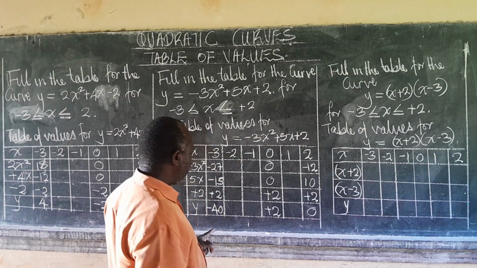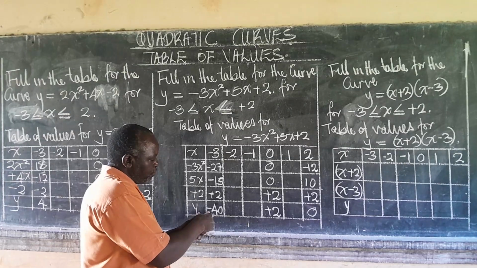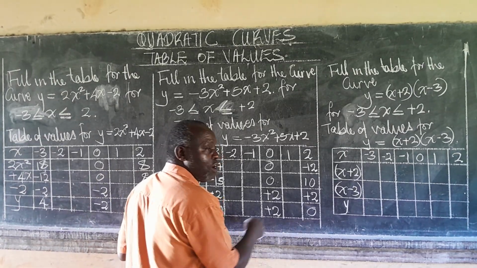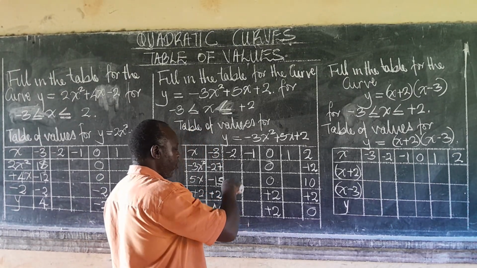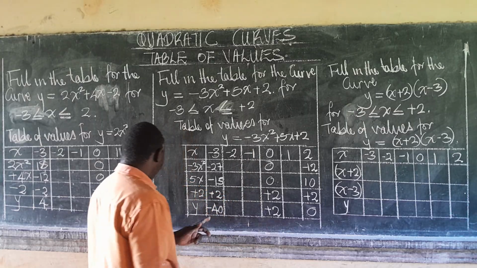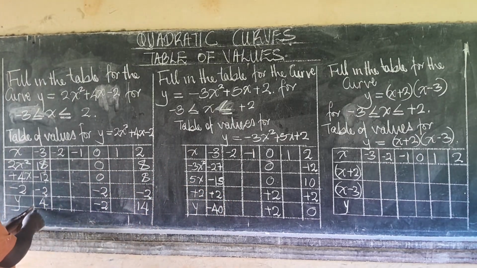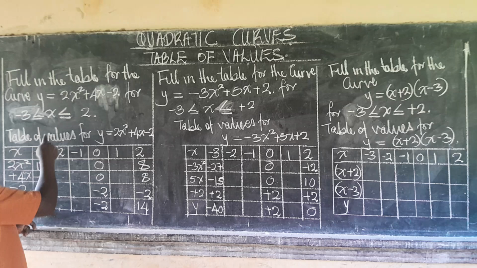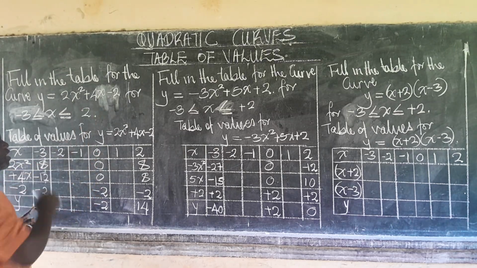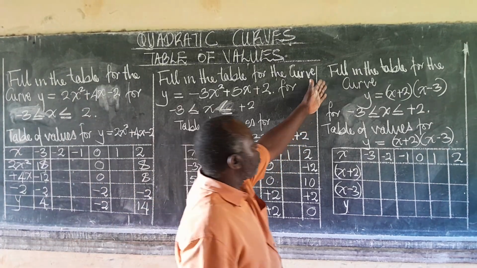What does this mean? This means that it is negative 40 and then 0. How is it moving? It is moving like this. When you go back here, it is 4 and 14. How is it moving? This one, and then it goes back. Then we come to this one.